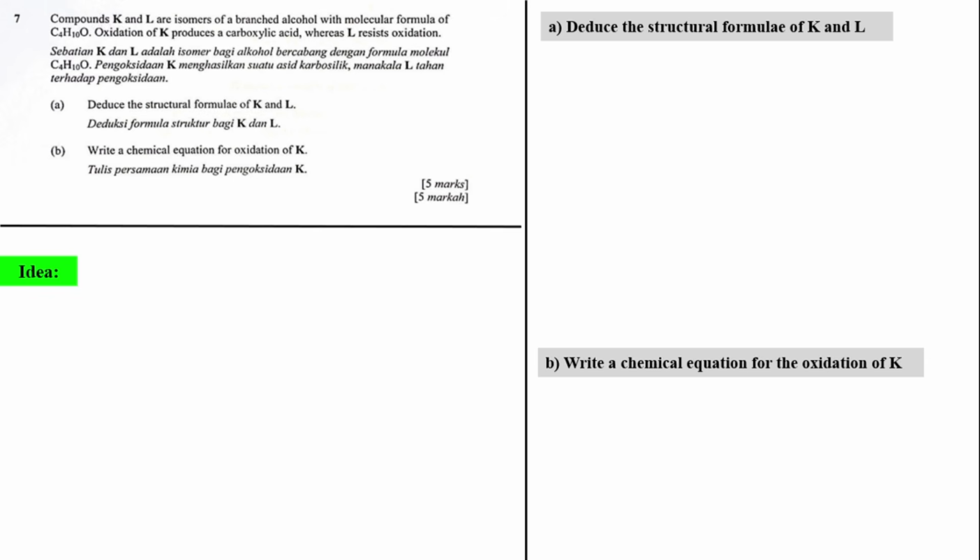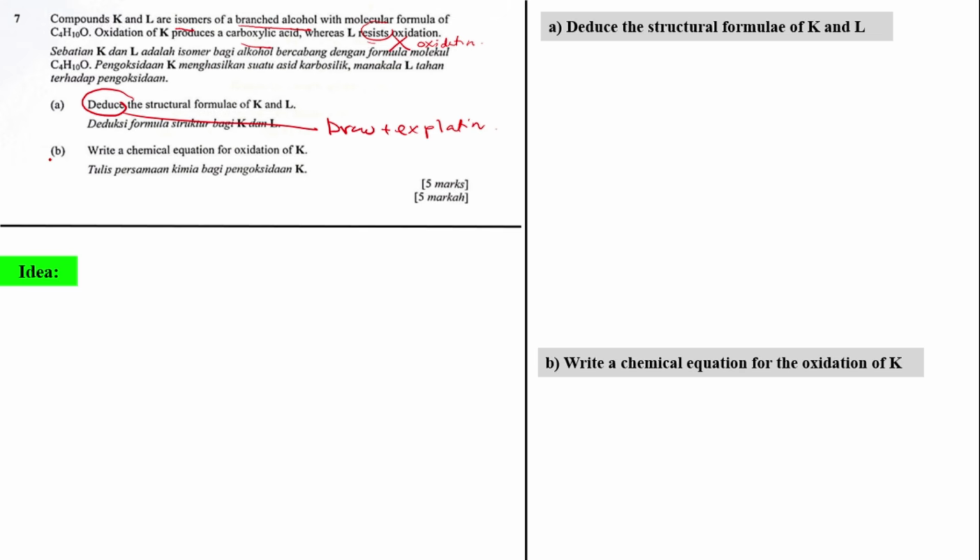Now we're going to move on to question number 7. Compounds K and L are isomers of a branched alcohol with the molecular formula of C4H10O. Oxidation of K produces a carboxylic acid, whereas L resists oxidation. Resist means it will not undergo oxidation. For question 7a, we need to deduce the structural formula of K and L. As mentioned, for deduce, you need to draw and provide explanation.